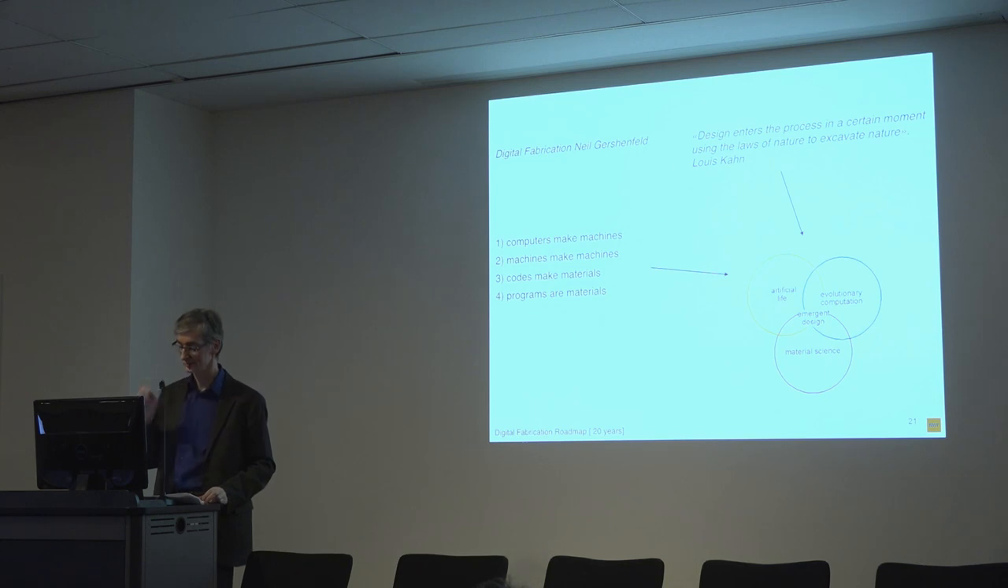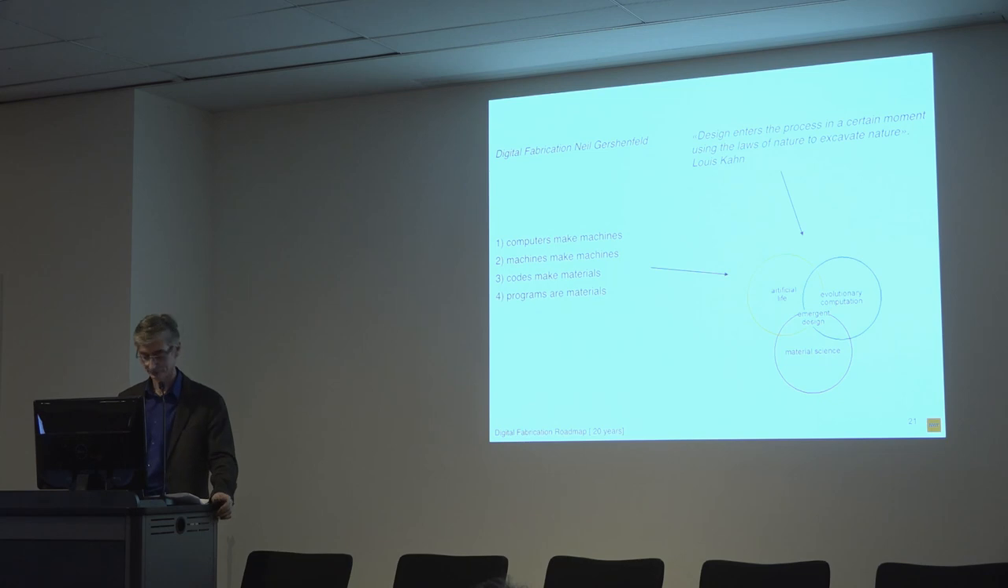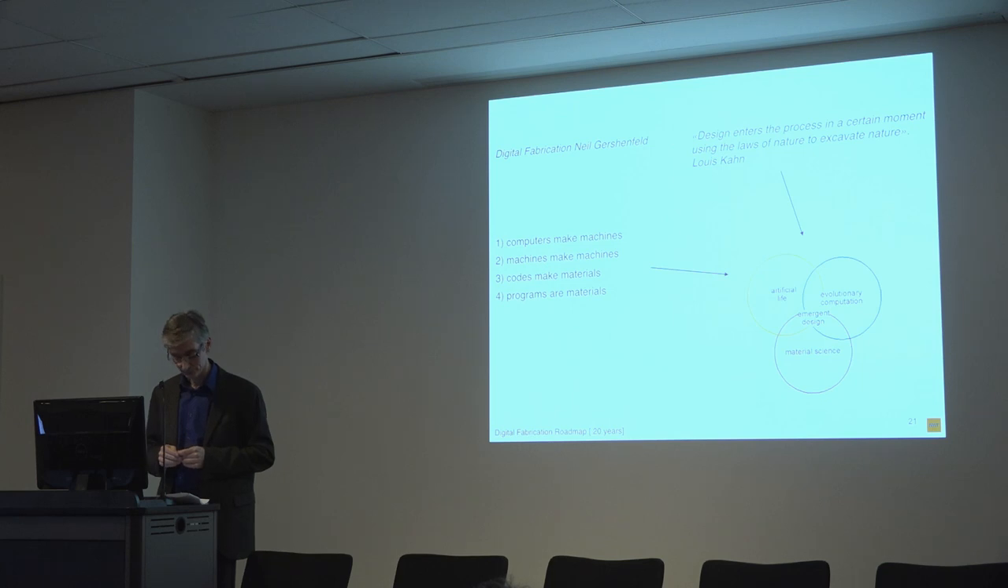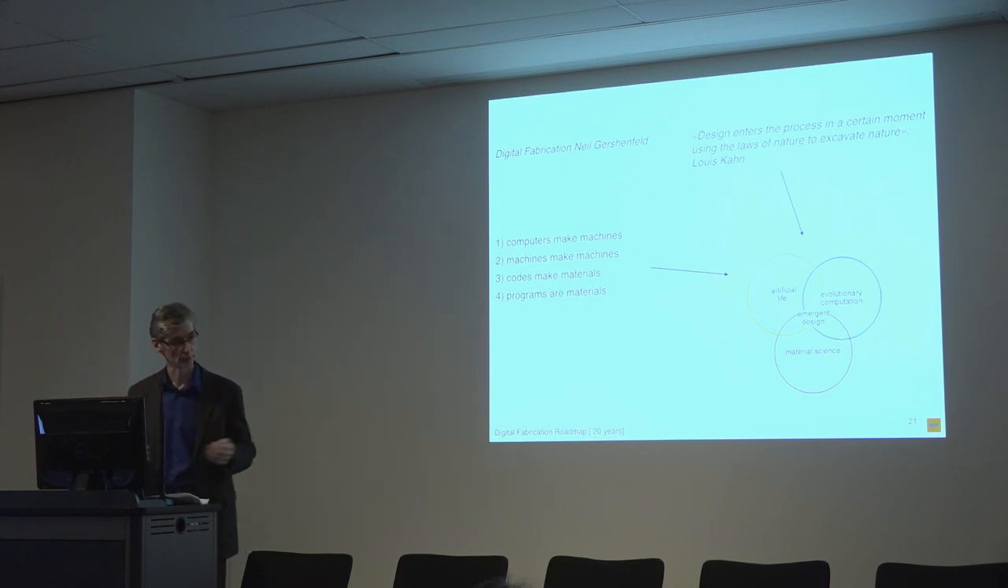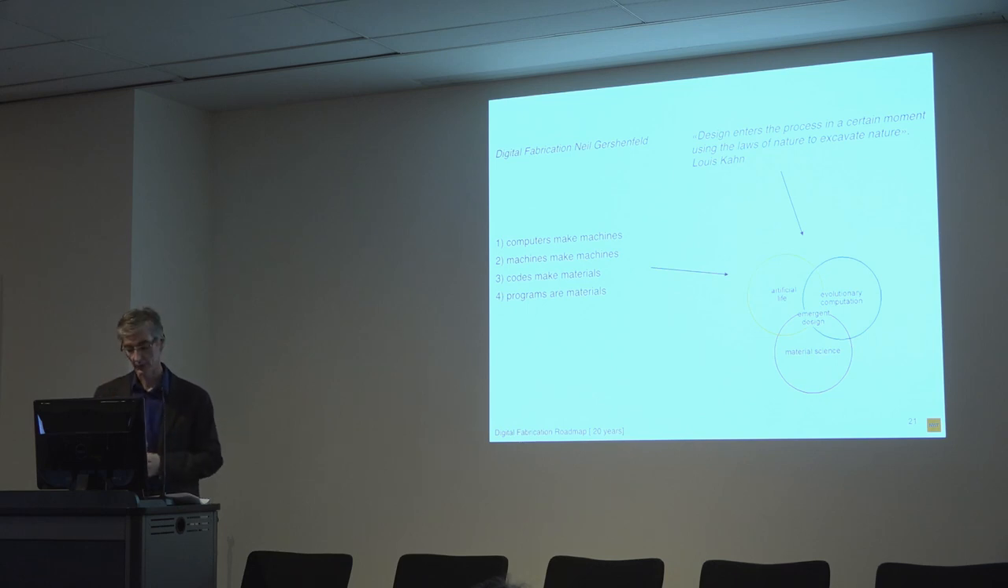This brings me to what is called the fab lab, let's say the 20-year roadmap, as expressed by Neil Gershenfeld at MIT. On the one hand, we have to say computers make machines, or we are close to machines making machines, depending on which kind of fabrication equipment you look at. We are very close, as we saw before also in some of the presentations. Some of the codes make materials, and ultimately, in a 20-year timeline, programs actually will be materials, right?